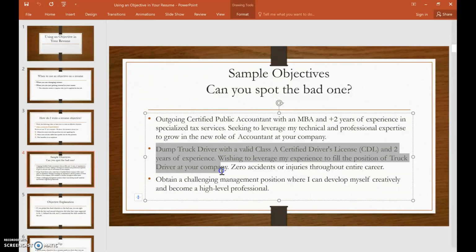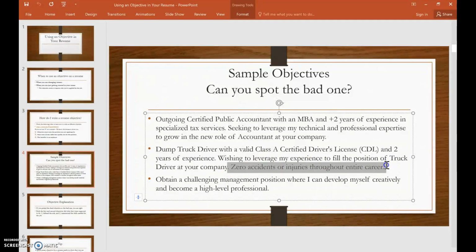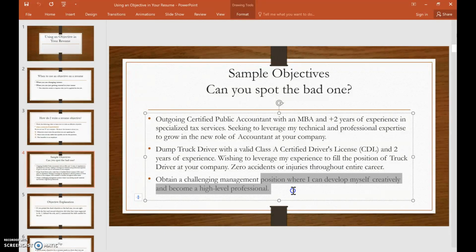Okay, so what is he applying for? The truck driver position at the company. And then what would make this employee a benefit? Look at there, he has safety on his side, 0 accidents or injuries. So that makes the employer say, this would be a great employee to have. Okay. Third objective, obtain a challenging management position. A challenging management position. So this person is basically stating to me, I'll take a job anywhere, but they don't say what qualifies them or what skills they have for the position. So as you guess, this would be a bad objective because it doesn't fulfill any of those 3 requirements.